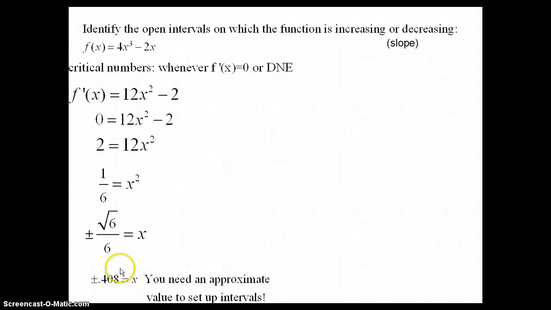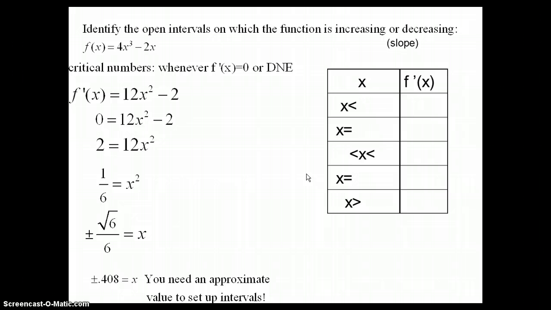All right, I'm going to use this approximation later. You'll see why. All right, so let's chart our findings here. We've got our intervals and our critical points. So here I've got my first critical point, negative square root of 6 over 6, and here I've got my second critical point, positive square root of 6 over 6. And then my intervals are just going to be on either side of those critical points and in between.